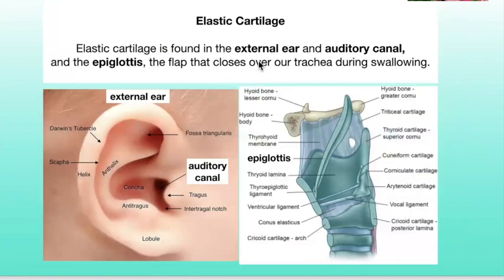Elastic cartilage is found in the external ear and in the auditory canal, which extends from the outer ear to the middle ear, which starts at the eardrum or tympanic membrane. Elastic cartilage is also found in the epiglottis, which is a flap that closes over our trachea when we swallow. And we'll learn about that when we learn about the respiratory system.